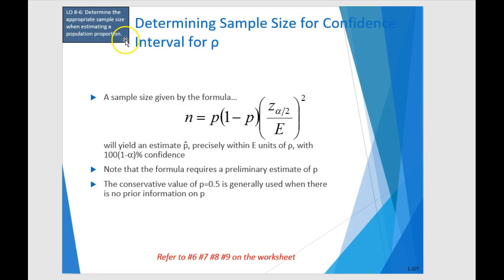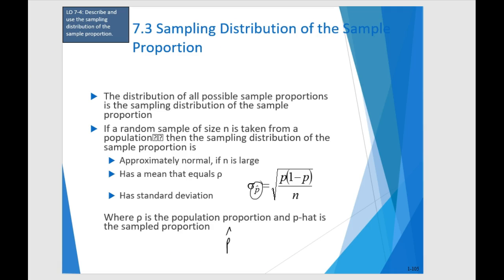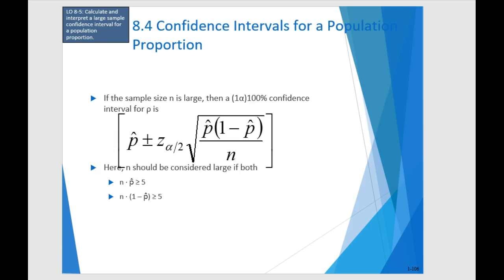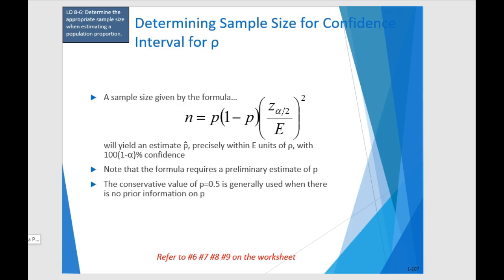I'm not going to spend a lot of time explaining this. If you would like to know more prior to me working through some problems, you're free to go to section 7.3 and section 8.4. First 7.3 definitely, just to learn about the population proportion and so on. But I'm just going to get into solving some problems, and I think you'll understand what's going on as we solve these problems. So go ahead and refer to 6, 7, 8, and 9 in your worksheet, and we're going to start with 6.